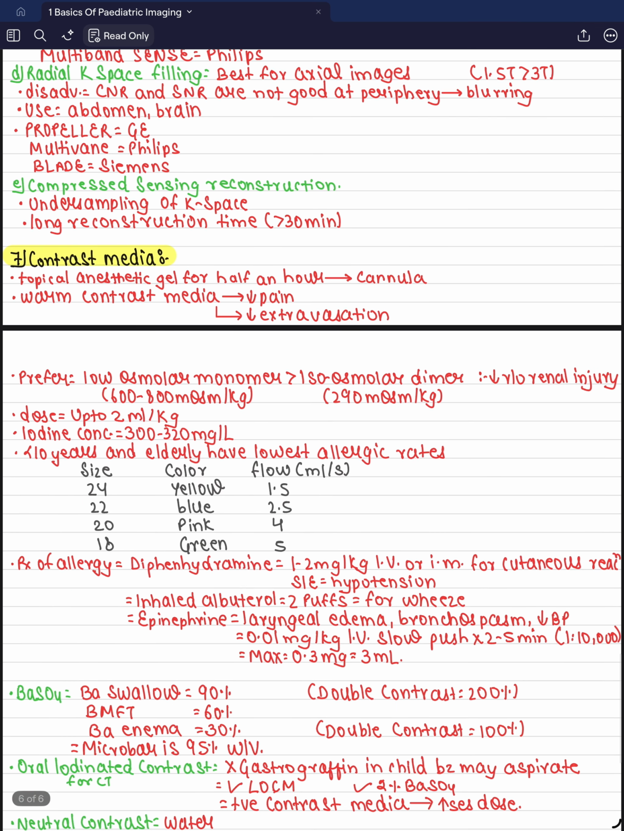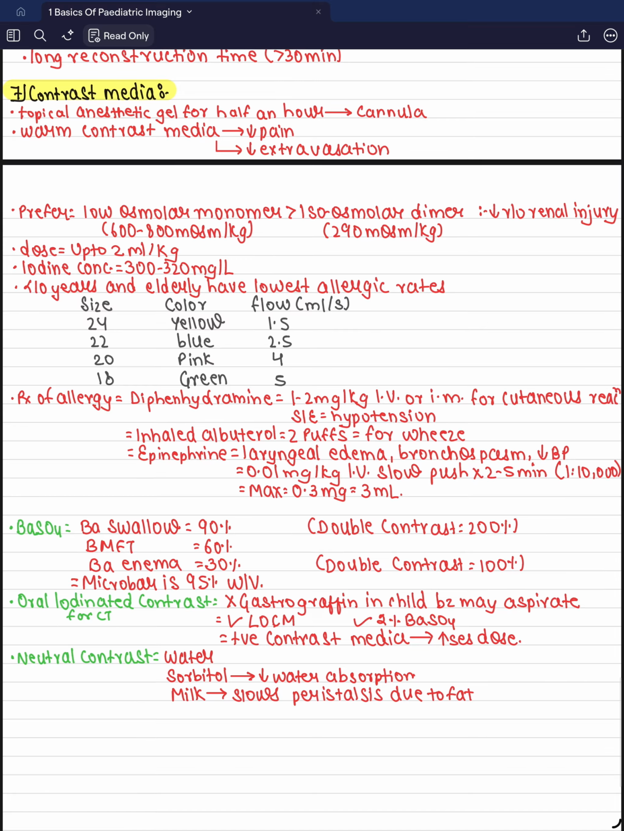Then we have the use of contrast media. So what do we need to know about contrast media in a pediatric patient? Before putting the cannula, please make sure you apply a topical anesthetic gel for half an hour, and then you put the cannula. It will be painless to the baby. Then please use warm contrast media. It will decrease the pain and it also decreases extravasation.